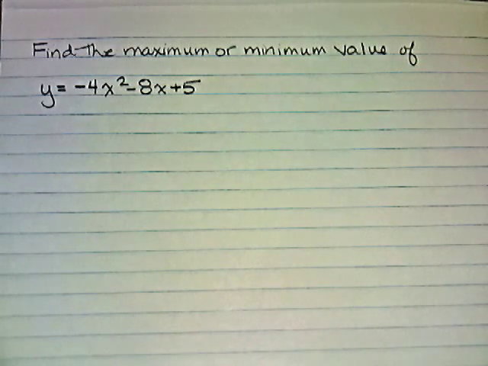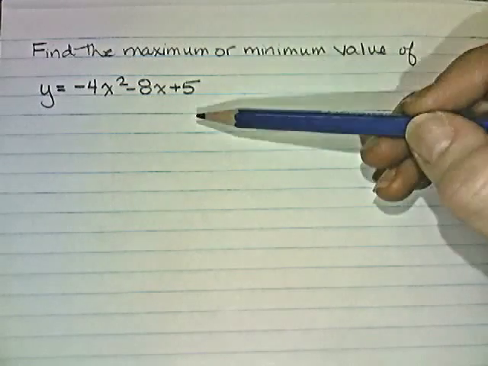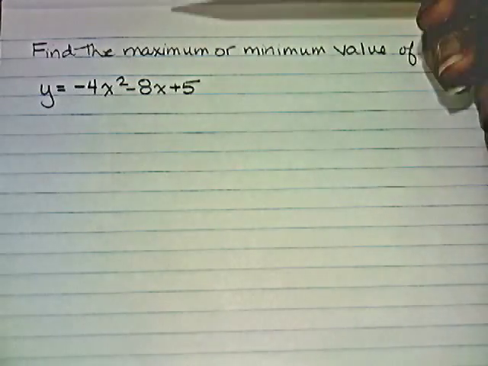Find the maximum or minimum value of this quadratic. Whenever we're finding the maximum or minimum value, you're always trying to find what is the highest or lowest point to which this quadratic either goes up to or down. And so that's the first thing we can determine here.